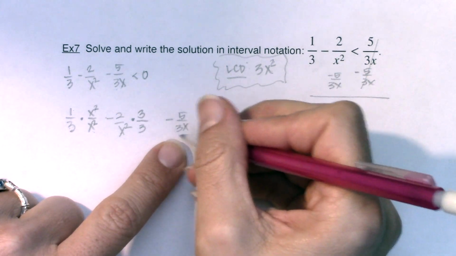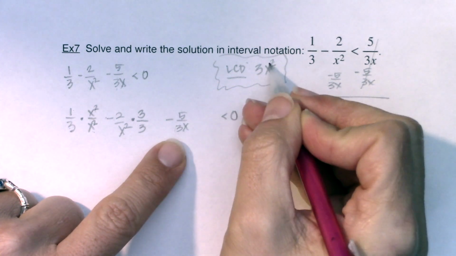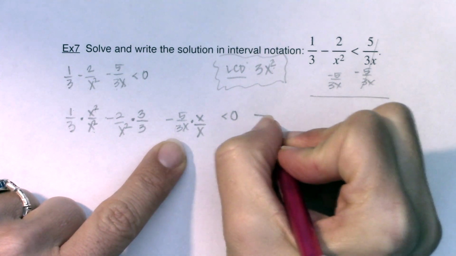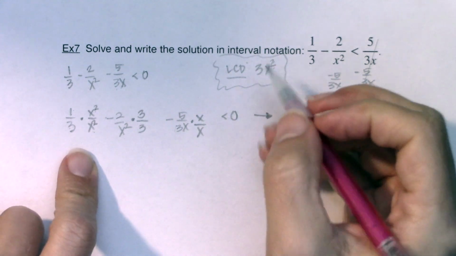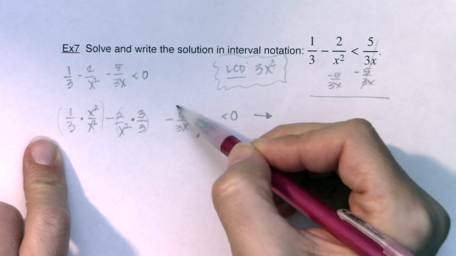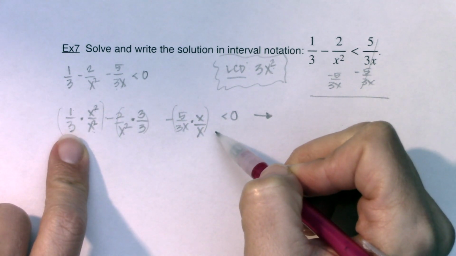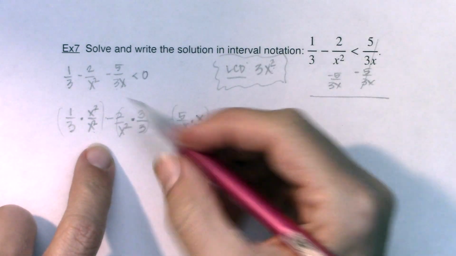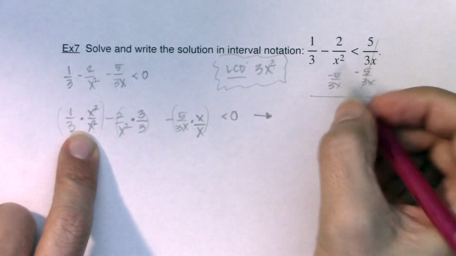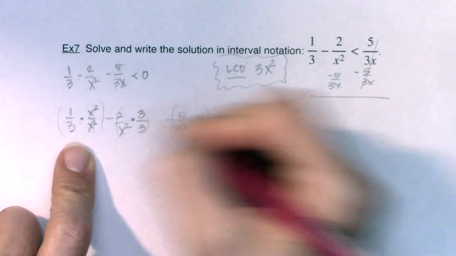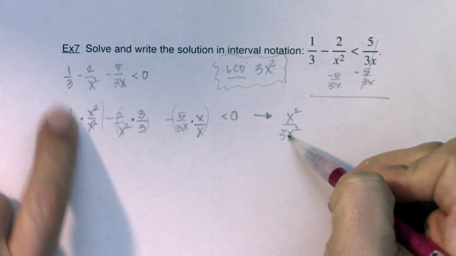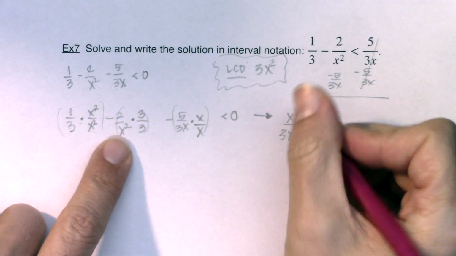And then if I look at 3x compared to the LCD 3x squared, I'm missing x. So I'm going to multiply this by x over x. All right, if we start to simplify this, I'm going to do PEMDAS. I'm going to do this product and this product. We're going to do the multiplication first, then I'll take care of all the addition and subtraction. So I'm going to multiply numerators and multiply denominators. I've got 1 times x squared, 3 times x squared, so you can see it's x squared over 3x squared. That's this first fraction. I'm going to subtract out.